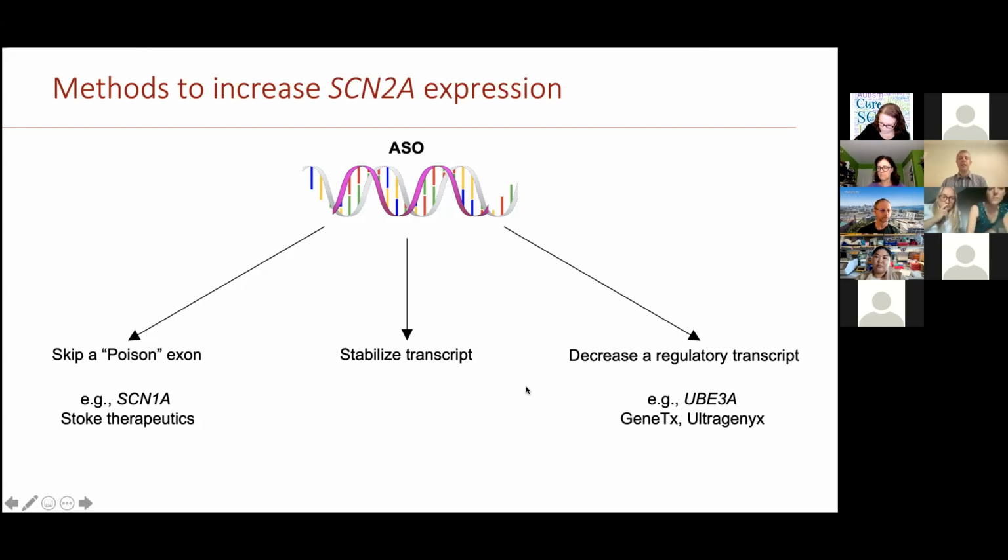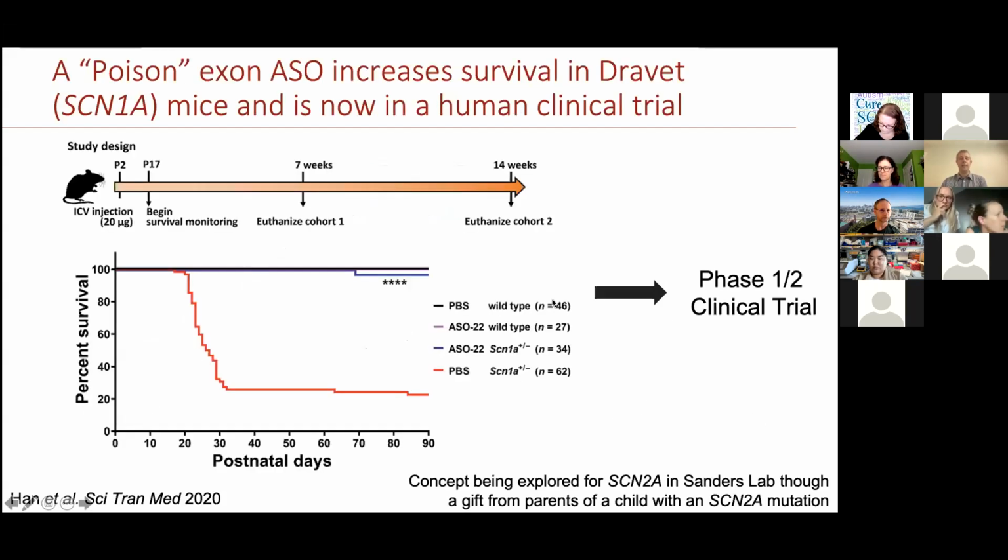So in terms of applying this to SCN2A, I'll show a little more about the approach we're pursuing as the first part of this. This is the idea of a poison exon, and the example here comes from Dravet syndrome. Here's the data that has been published on their work in mice. This is called a survival curve. It's quite a simple concept.